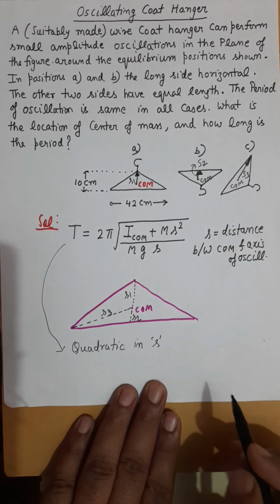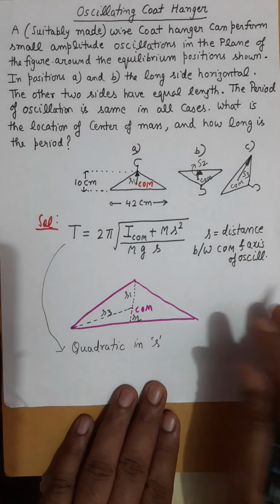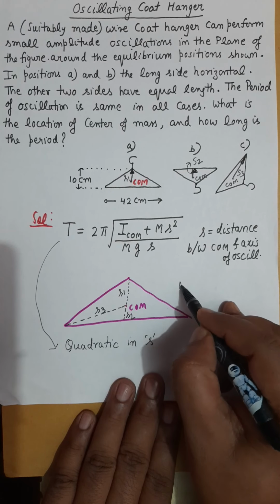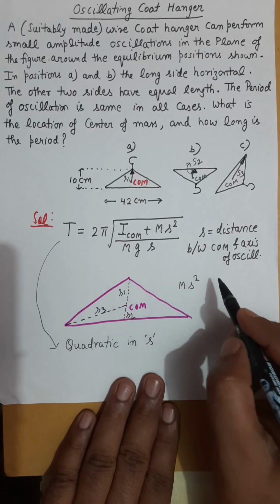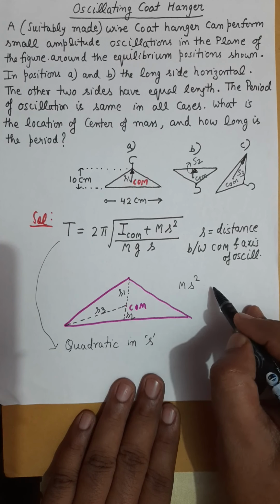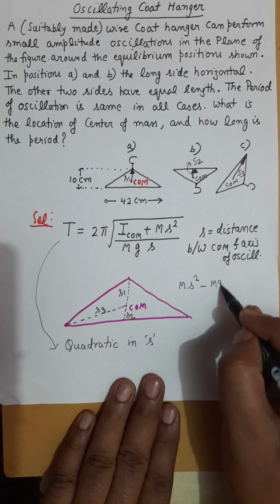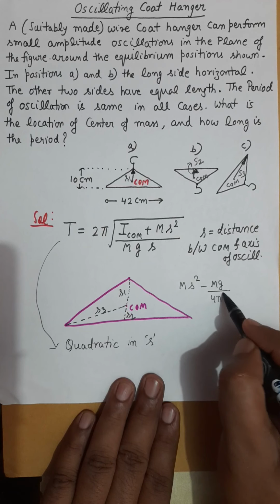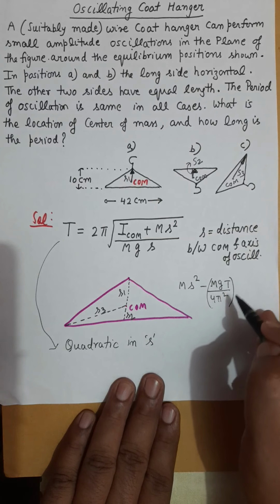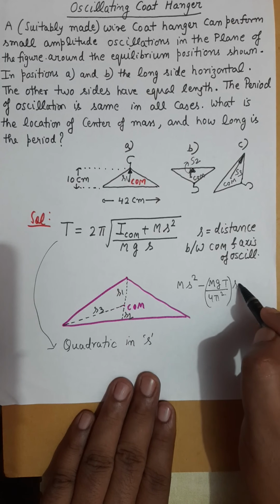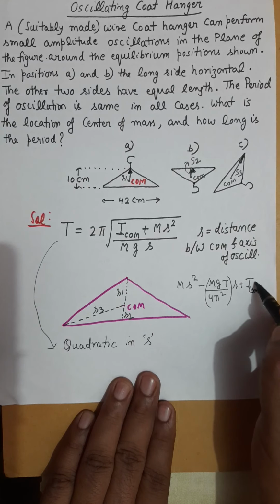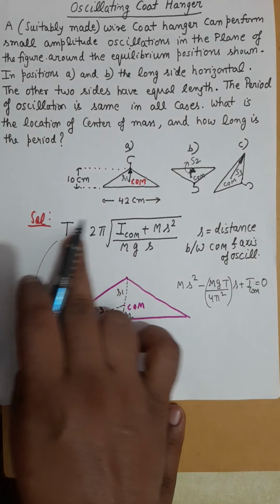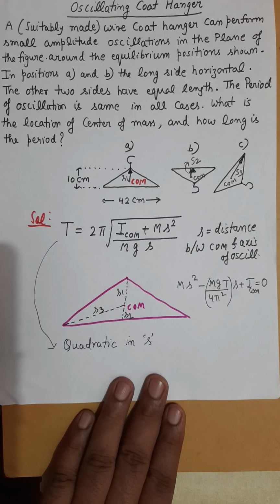If I simplify this equation for you, I get ms square minus mg over 4 pi square, if I am not wrong, into T, then s, plus I center of mass equals to 0. I suppose the equation is correct, squaring on both sides and rearranging the terms.